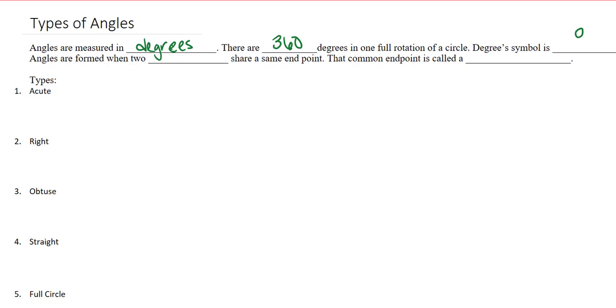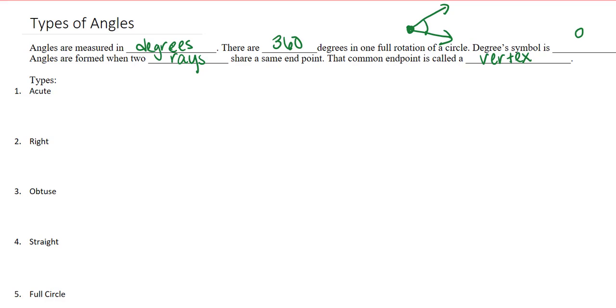Same idea. Angles are formed when two rays share the same endpoint, and that common endpoint is called a vertex. So something like this: you have this vertex, the endpoint, and you have two rays. And this is where an angle is formed. Let's go over the types of angles, because there are different kinds.